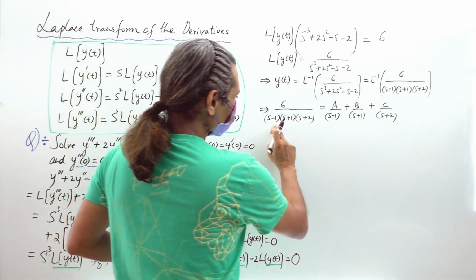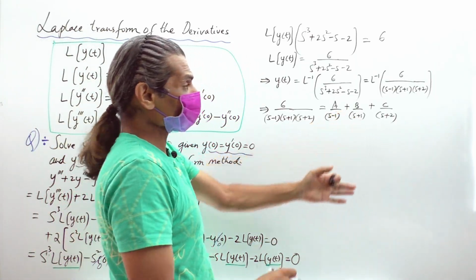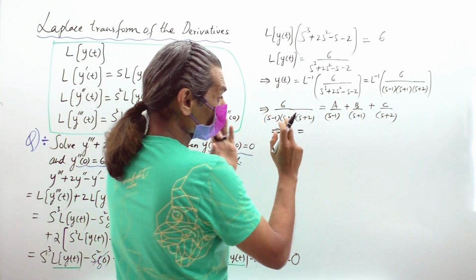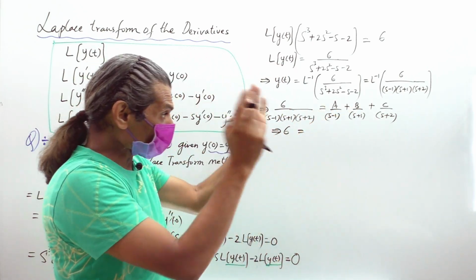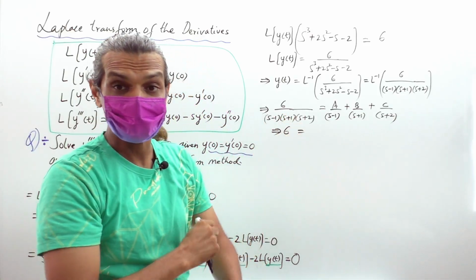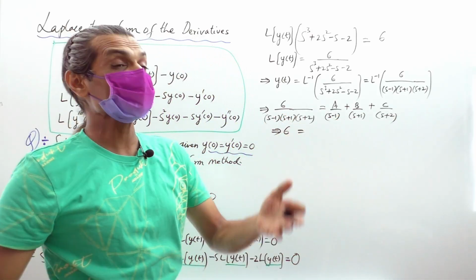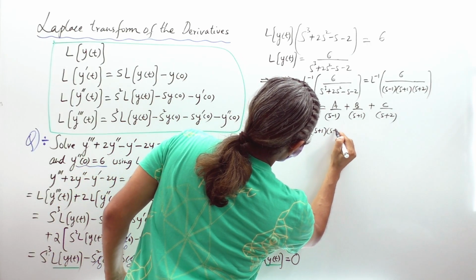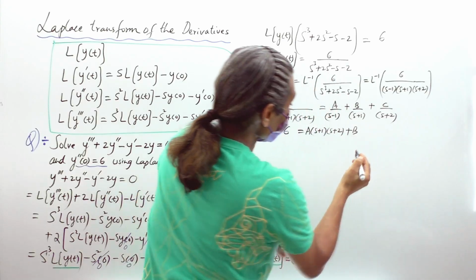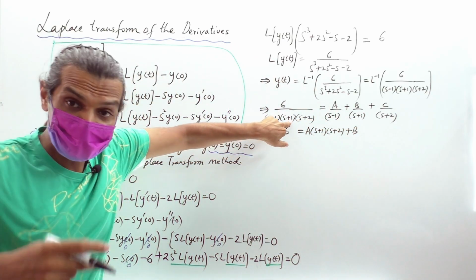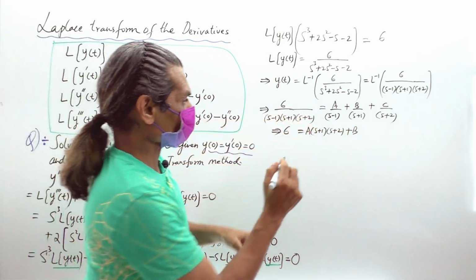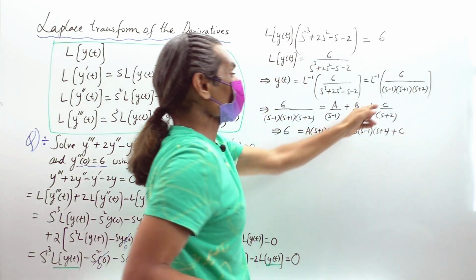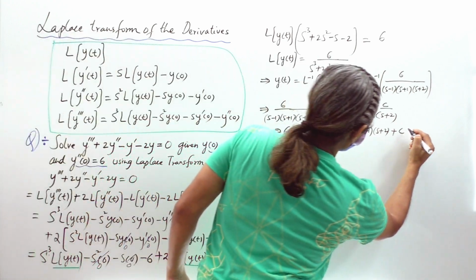Now the LCM is (s minus 1)(s plus 1)(s plus 2). So that implies again 6 is equal to, see, the LCM cancels. The actual LCM is (s minus 1)(s plus 1)(s plus 2). Here a has s minus 1, so it needs s plus 1 into s plus 2. Plus b has s plus 1, so it needs only s minus 1 and s plus 2. Similarly, c has s plus 2. It needs s minus 1 into s plus 1.